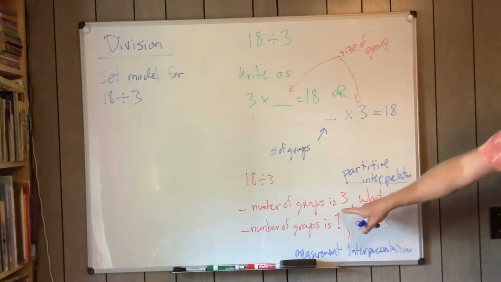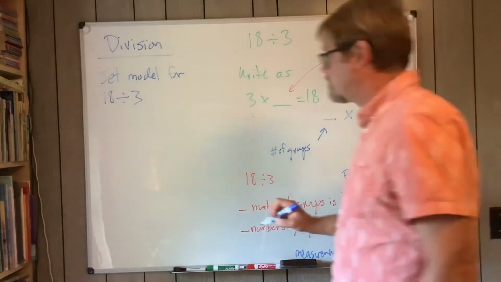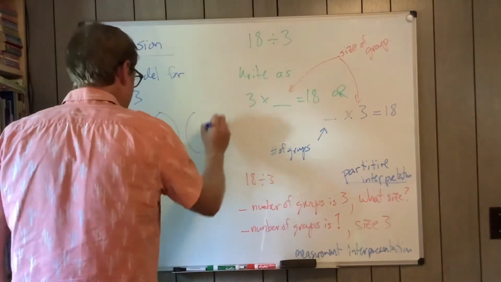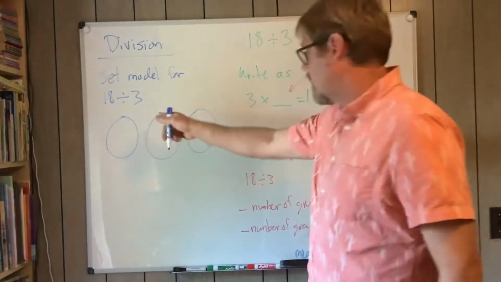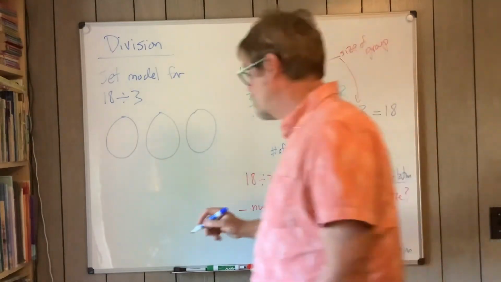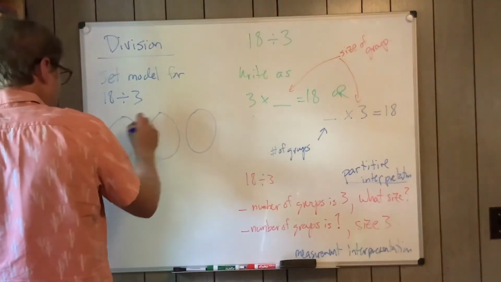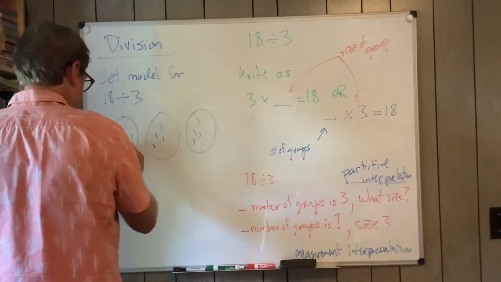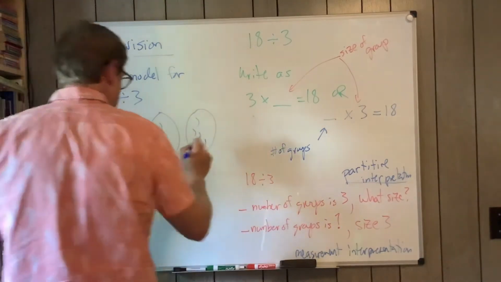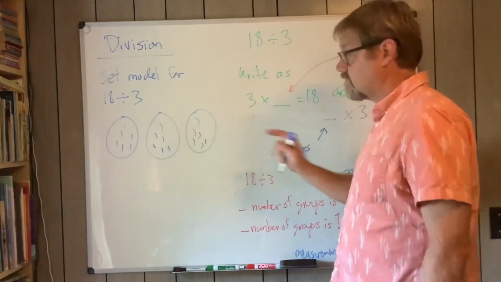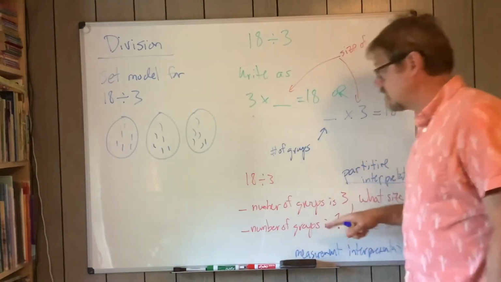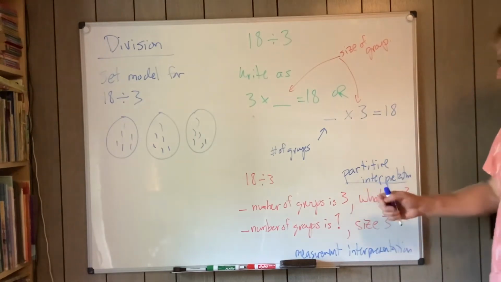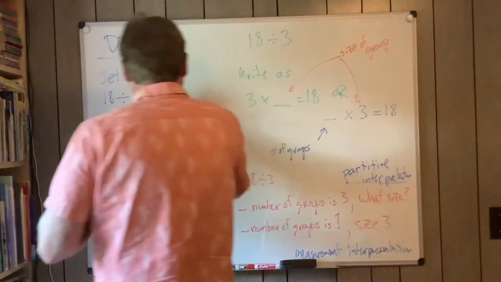If my number of groups is 3, what size? I've got 3 groups here, and I have a total of 18. So you can go 1, 2, 3, and I just throw one thing in each group. That was even easier than writing a star, right? So that is the partitive.